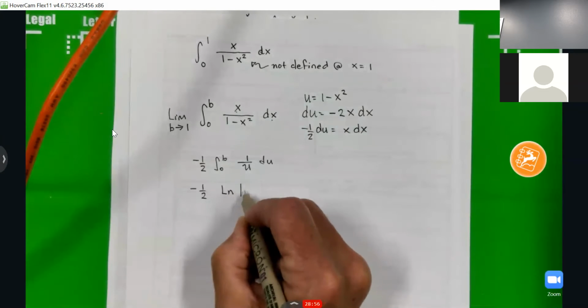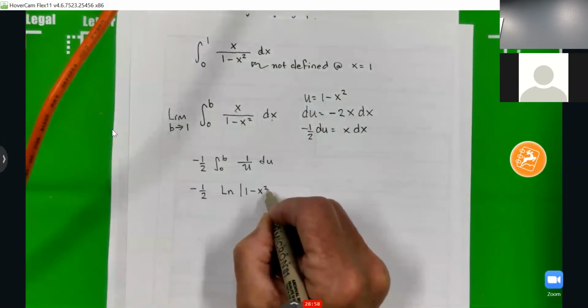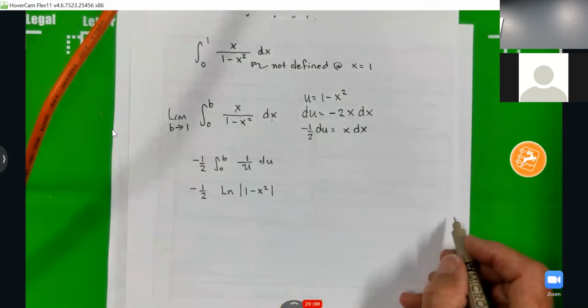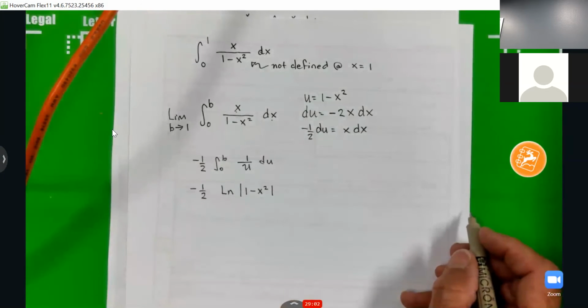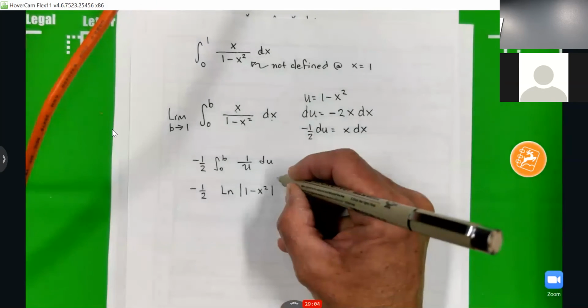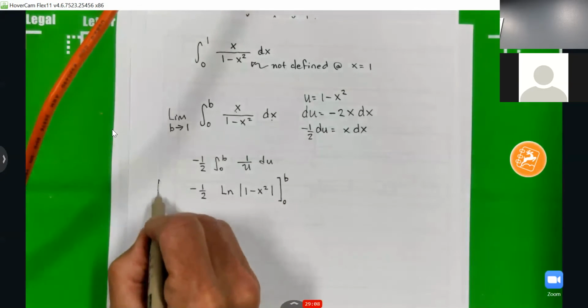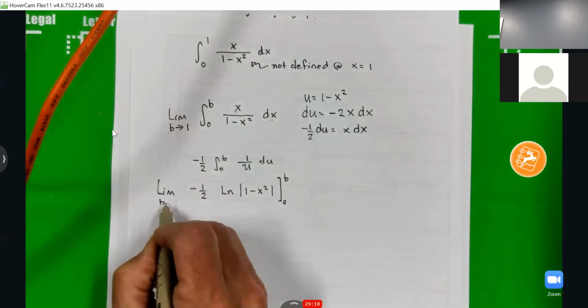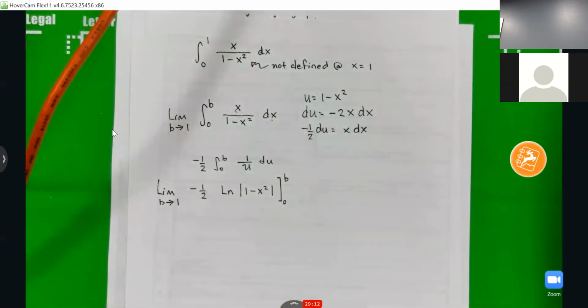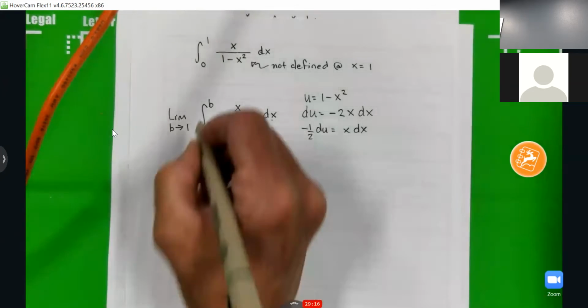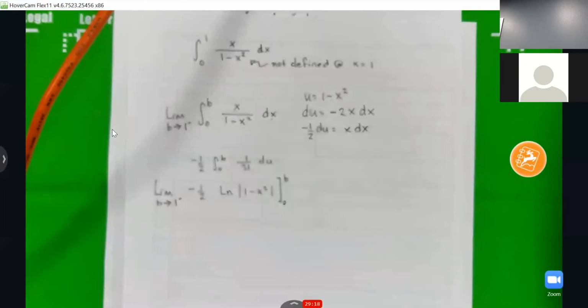The integral of 1 over u is the natural log of u. Got to put it in absolute value bars because I have 1 minus x squared playing the role of the u. Now I've got to evaluate this from 0 to b, and then take the limit as b goes to 1. Again, I'm coming in from the 0 side, so technically I should do a one-sided limit here, b goes to 1 from the left.